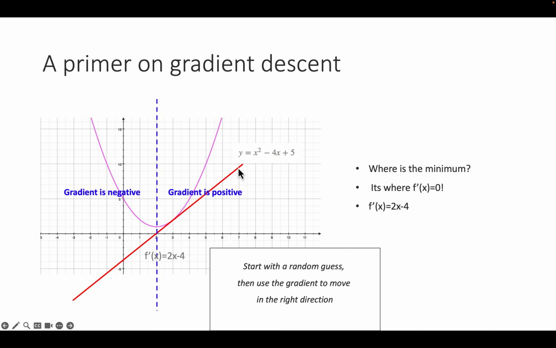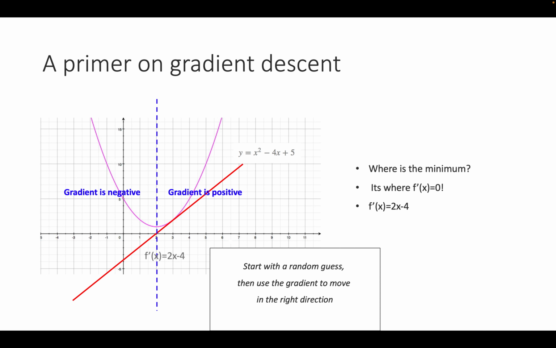So you see the function is a parabola and the derivative is a line, and we know that the parabola will have its minimum where the derivative is 0. So in this case, this is also where the gradient crosses the x-axis, which is right here, and as this is a line, we see that the gradient is positive whenever you are to the right of the minimum, and the gradient is negative whenever you are to the left of the minimum.